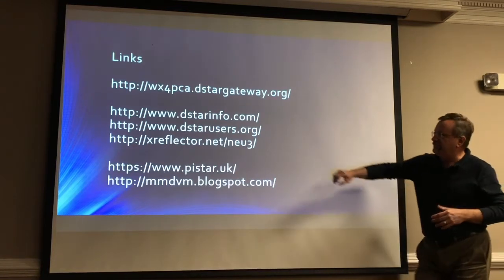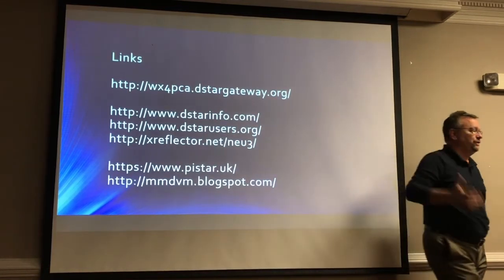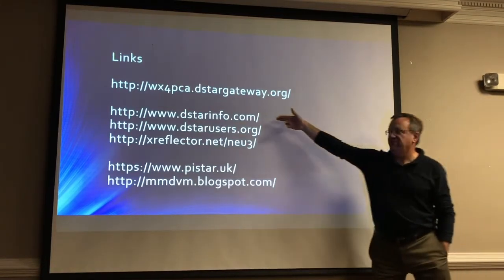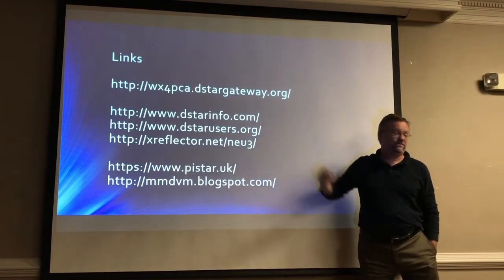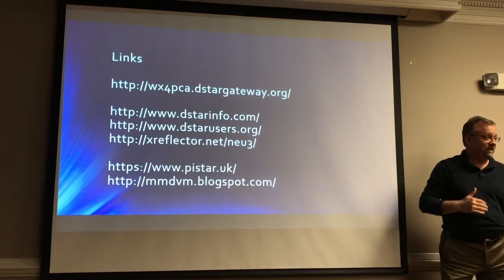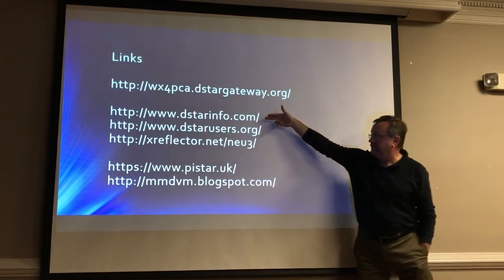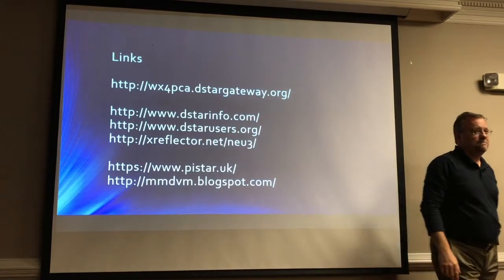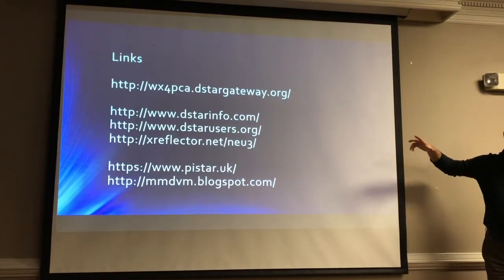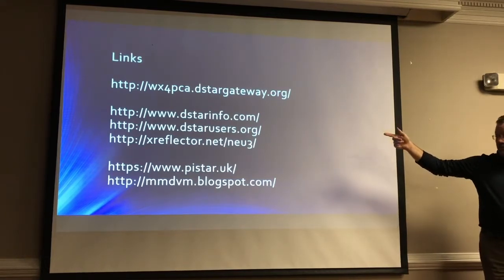So these three, this one is a good place to go to get a lot of good information about D-Star. This one has a list of all of the repeaters, and a list of all the reflectors. The list that Ron was talking about, that has all the reflectors and what they're used for and who owns them, you can find on D-Star Info. You can also download, not RT Systems files, but lists of repeaters from that site.